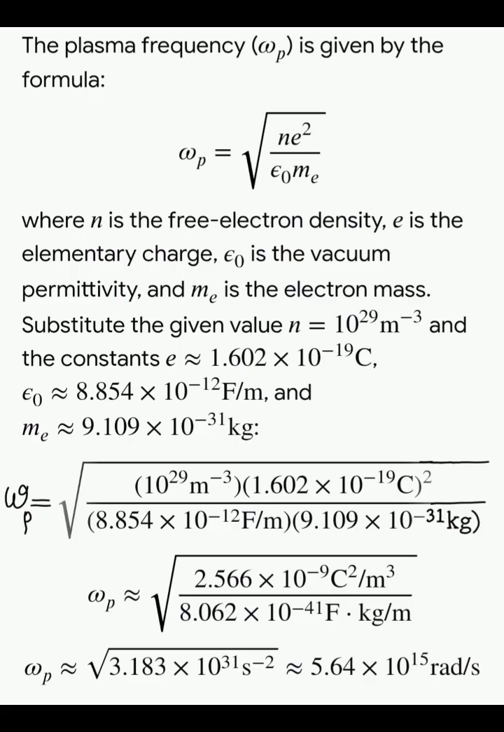Therefore, omega p is equal to square root over 10 power 29 into 1.602 into 10 power minus 19 square divided by 8.854 into 10 power minus 12 into 9.109 into 10 power minus 31. This is approximately equal to square root over 2.566 into 10 power minus 9 divided by 8.062 into 10 power minus 41, and this is equal to square root over 3.183 into 10 power 31, and this is approximately equal to 5.64 into 10 power 15 rad per second.